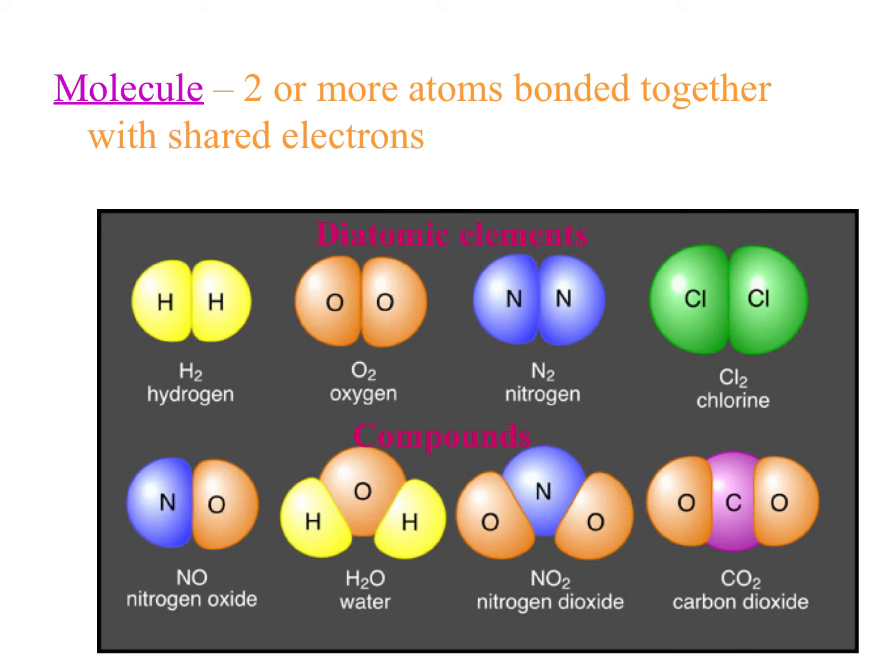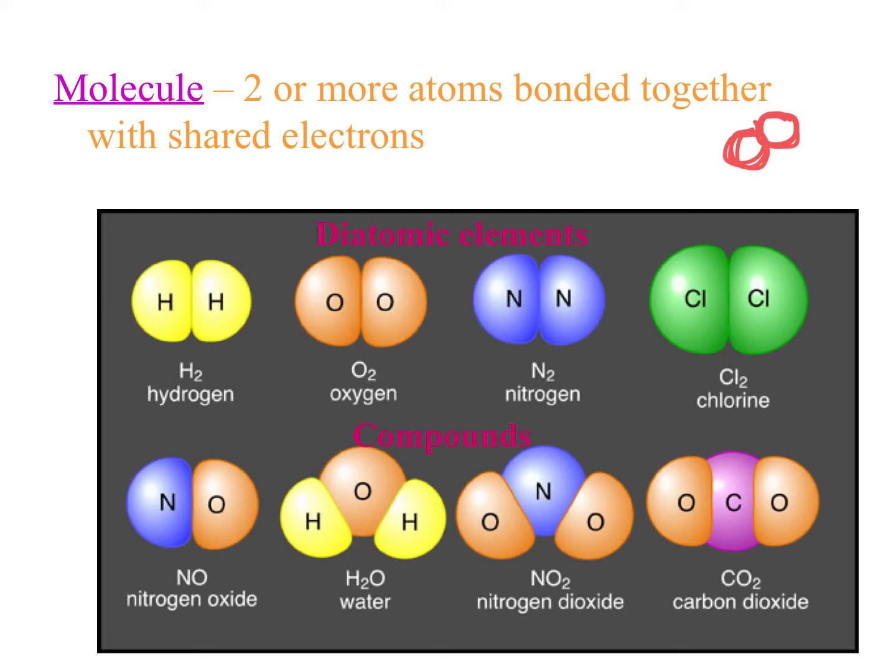A molecule is referring to not the category of substances, but the particle. So a molecule is when 2 or more atoms are bonded together with shared electrons. And when we draw a molecule, we're just drawing a representation. We're going to just take a couple of our circles that we use for atoms and draw them touching. So whenever you see drawings and the particles, the atoms are touching, that's always suggesting a molecule. It's 99.9% of the time.